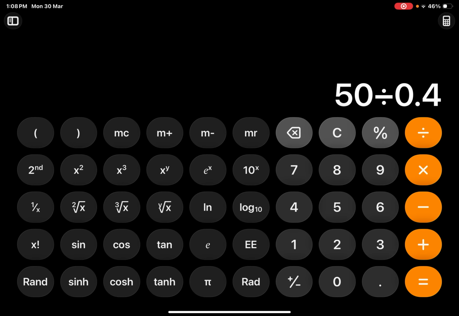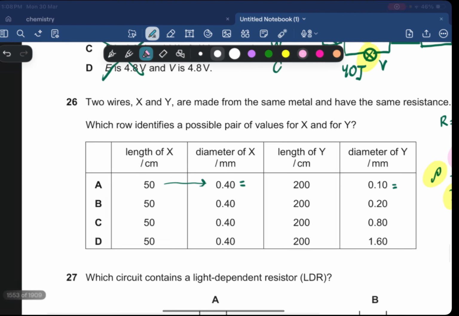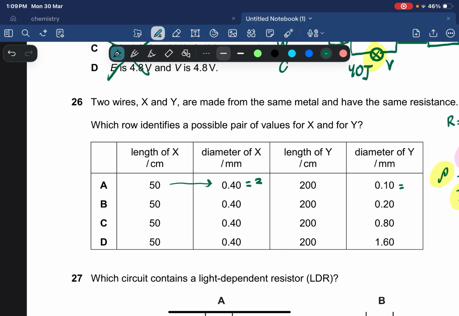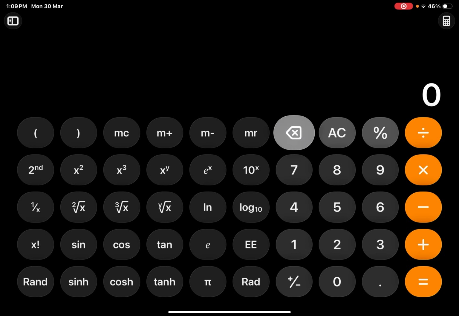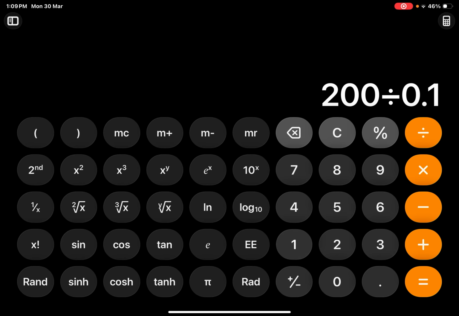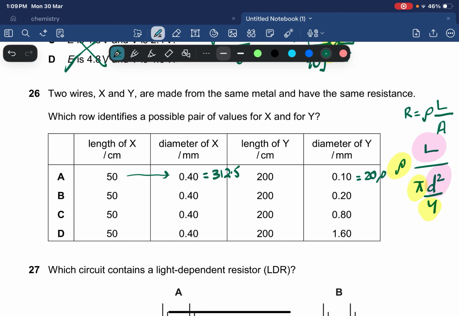50 upon 0.4 square, 312.5. So over here I get 312.5. 200 divided by 0.1 square, 20,000. Incorrect, because this and this are not equal. I want them to be equal. 50 divided by 0.4 square, this is going to give me 312.5. Now 200 divided by 0.2 square.